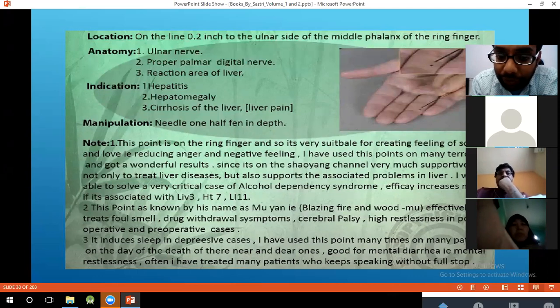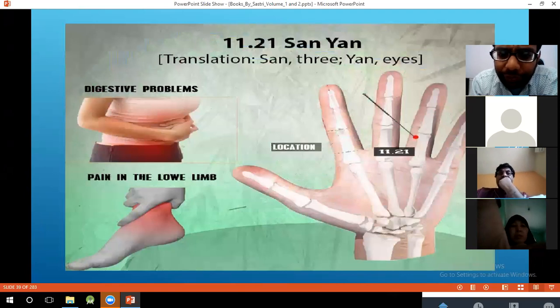Even in the case of my father, he suffered day and night, and it was very difficult. Needling these points really helps. It subsides a large number of problems of cirrhosis of the liver and all. Yes, it subsides.